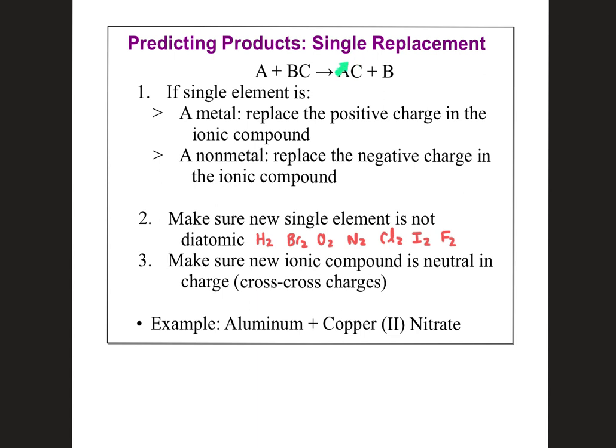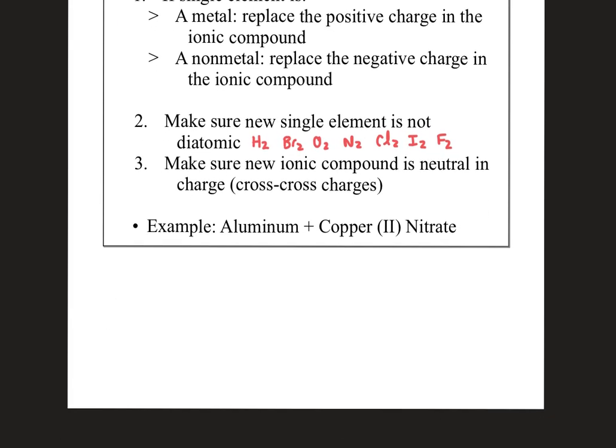Then I'm going to look at the new compound, the new couple, and I'm always going to put the positive charge first, followed by the negative charge, and I'm going to crisscross those charges to make sure it's a neutral compound. So let's look at an example. It says we have aluminum plus copper 2 nitrate. So let's first write the reactants. Aluminum is not one of my diatomic elements, so I'm going to leave it as is, no charges, no subscripts.